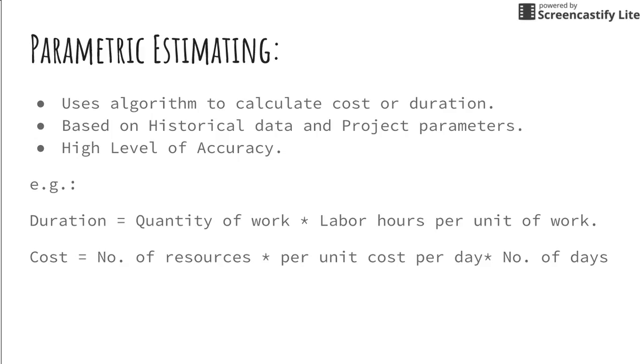The next one in the list is parametric estimating. As the name suggests, it makes use of project parameters and uses algorithms to calculate cost and duration, and what you get is the most definitive estimate because these are formula based. For example, if you have to calculate a duration estimate, then you simply multiply the quantity of work by the labor hours per unit of work, and if you have to estimate cost, then you just multiply the number of resources by the per unit cost per day by the number of days. This will give you the cost.